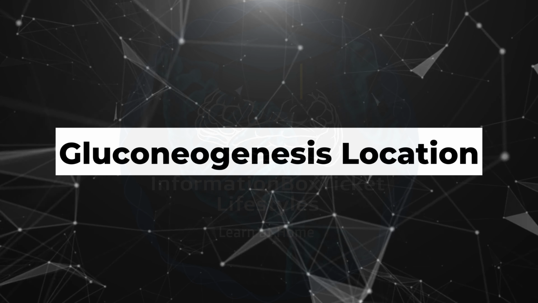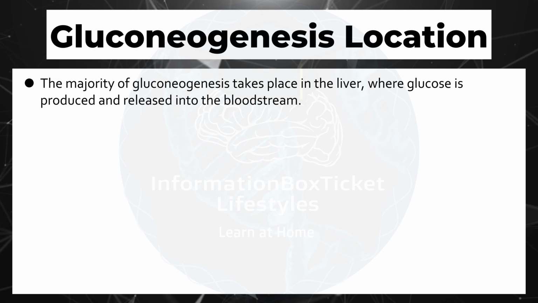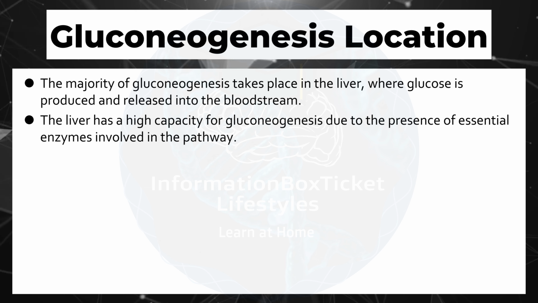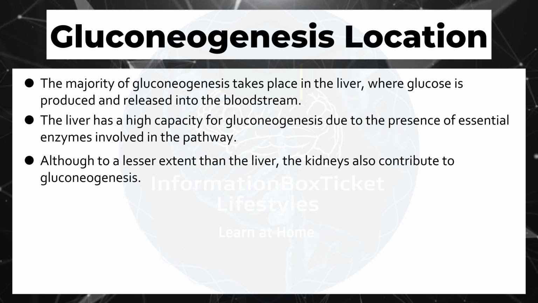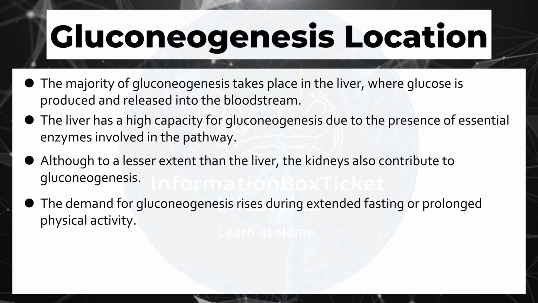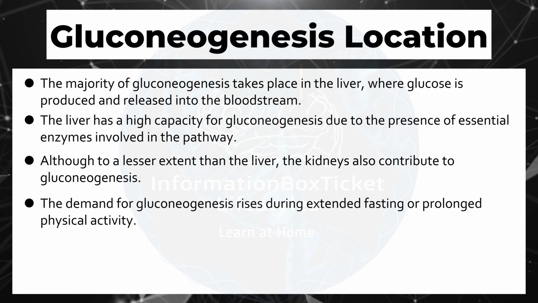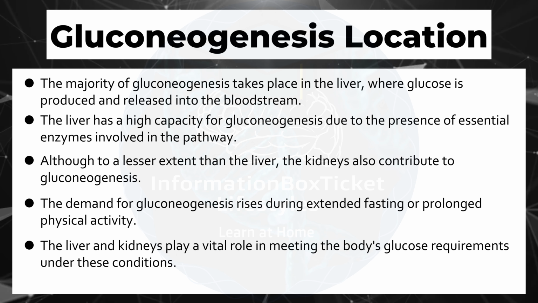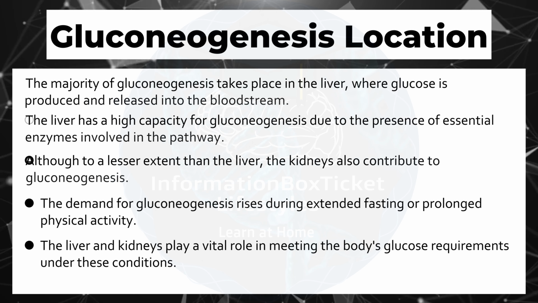Gluconeogenesis location. The majority of gluconeogenesis takes place in the liver, where glucose is produced and released into the bloodstream. The liver has a high capacity for gluconeogenesis due to the presence of essential enzymes involved in the pathway. Although to a lesser extent than the liver, the kidneys also contribute to gluconeogenesis. The demand for gluconeogenesis rises during extended fasting or prolonged physical activity. The liver and kidneys play a vital role in meeting the body's glucose requirements under these conditions.